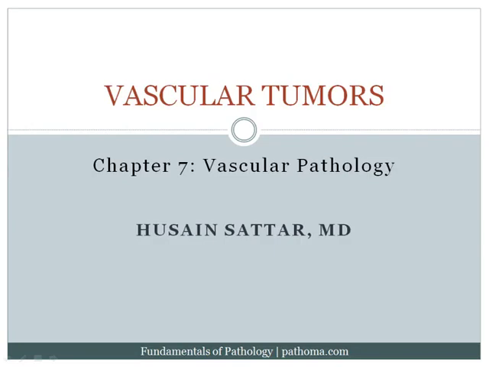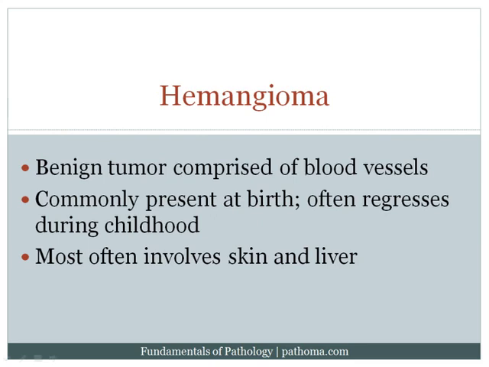Okay, final section of this chapter is vascular tumors. This is a relatively short section. We should be able to get through it quickly. The first entity is a hemangioma: hemangio, blood vessel, oma, benign mass.